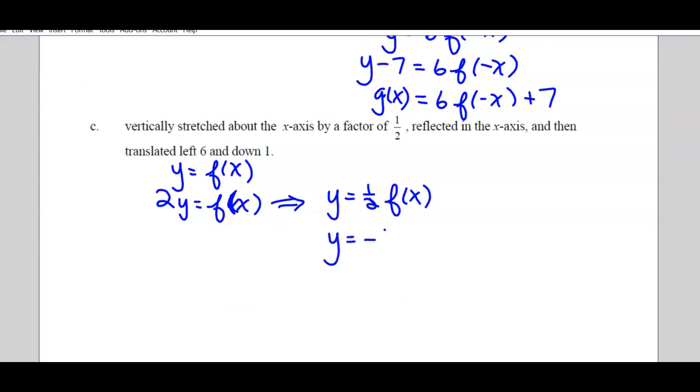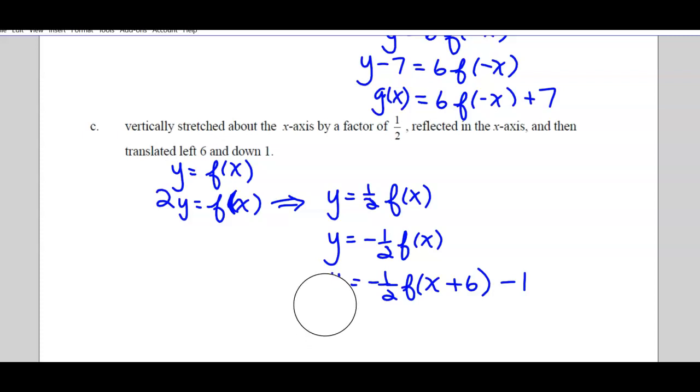Again, just because of the form that we want to give it in at the end, might as well just do it there. If I replace y with negative y, divide both sides by negative 1, I get negative a half on the right. Okay, and then translated left 6. We'll replace x with x plus 6. And down 1, we replace y with y plus 1, which, when you solve for y, will be minus 1. And then again, we're supposed to call this new image function g of x. So it's not just y.